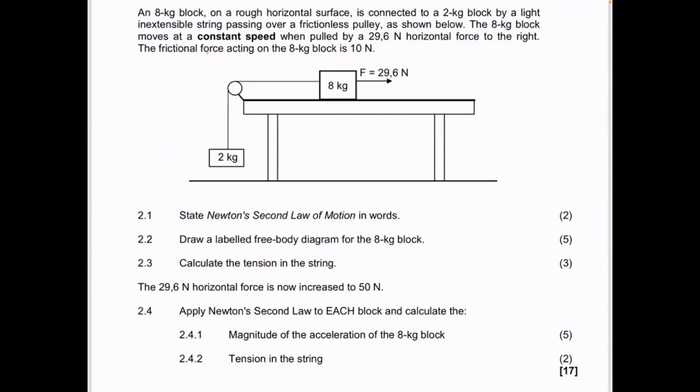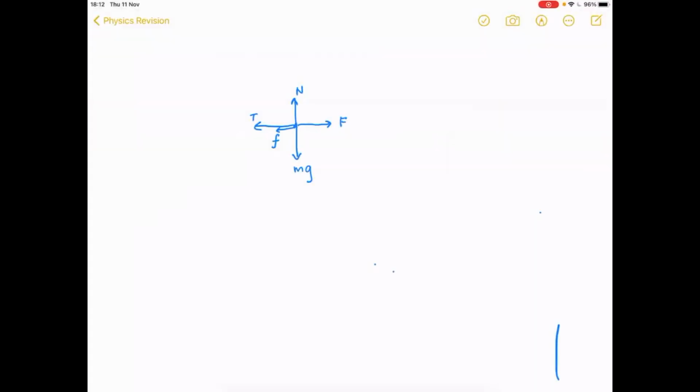Question 2.3 says, calculate the tension in the string. So if we look at this block here now, we've already drawn the free body diagram. We know that the frictional force is 10 Newtons and the applied force is 29.6. So we can calculate what the tension force is. So that's what we're going to do now.